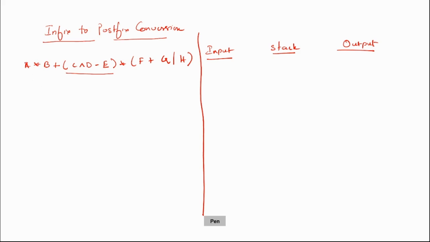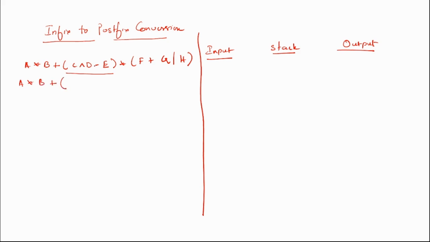Okay, so let's convert this infix expression into postfix expression, right? So we will convert this using the direct method as well as using a stack. As we can see here, you have two parentheses. We need to evaluate the left hand side parenthesis first and then the right hand side parenthesis. So I will write the rest of the expression as it is.